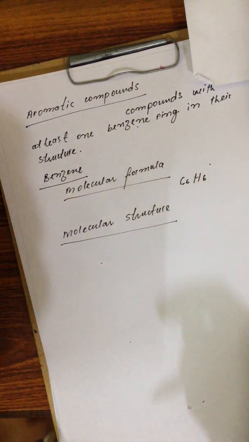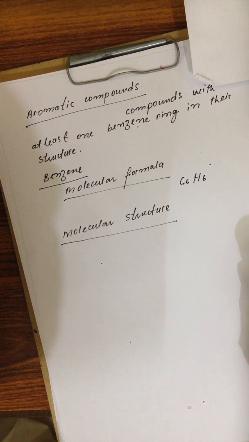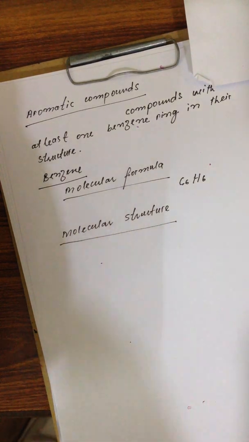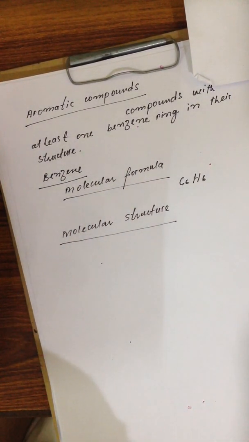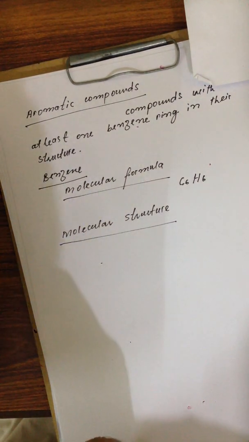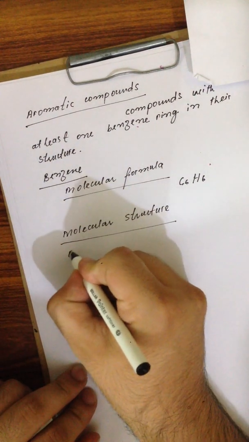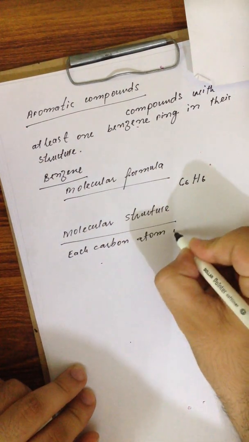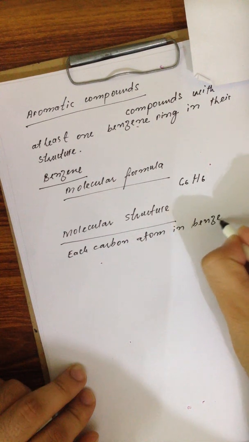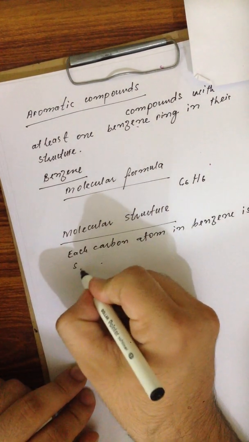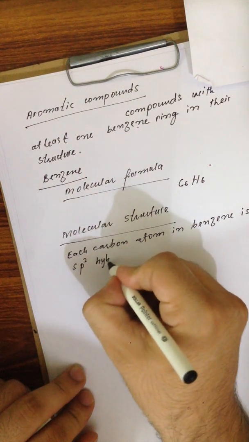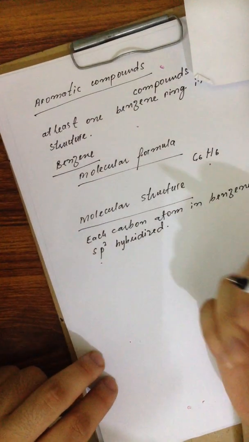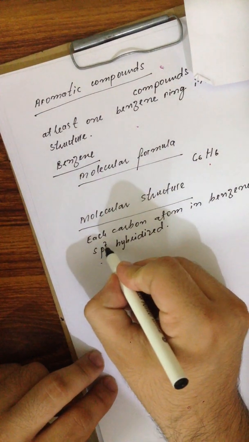We are already familiar with the concept of hybridization. So we will apply that concept here. In the molecule of benzene, there are 6 carbon atoms. Each carbon atom is Sp2 hybridized. And let's discuss Sp2 hybridization a little bit.